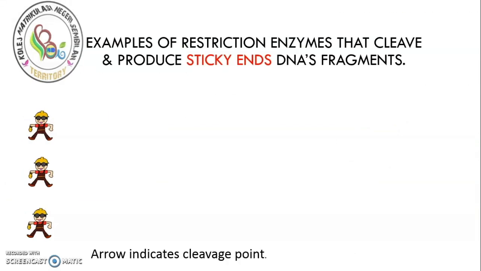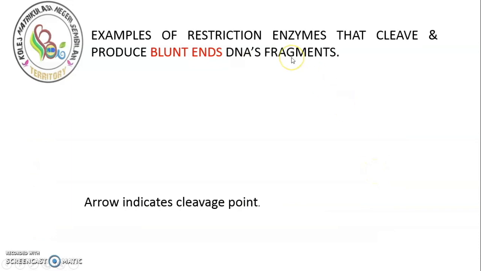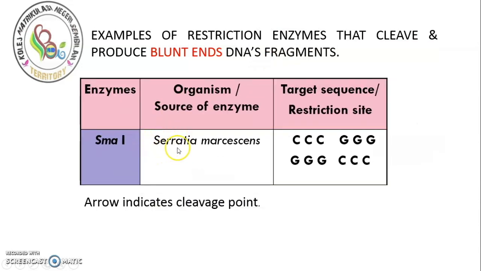Examples of restriction enzymes that cleave and produce sticky end fragments are EcoRI, which comes from Escherichia coli. It cuts in between G and A of the first strand, and on the other strand it cuts between the G and A. BamHI came from Bacillus amyloliquefaciens, cuts between G and G of the first strand, and on the other strand it cuts between G and G. Examples of restriction enzymes that cleave and produce blunt ends would be SmaI, which comes from Serratia marcescens, which cuts in between C and G and C of the other strand.